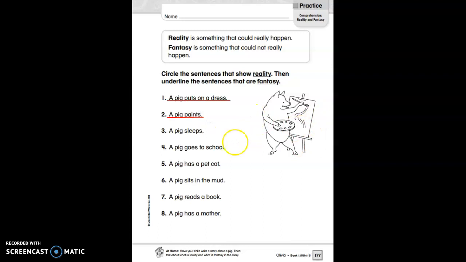Number 3, a pig sleeps. Could that happen in real life? Yes, a pig really does sleep. Let's go ahead and circle it for reality.